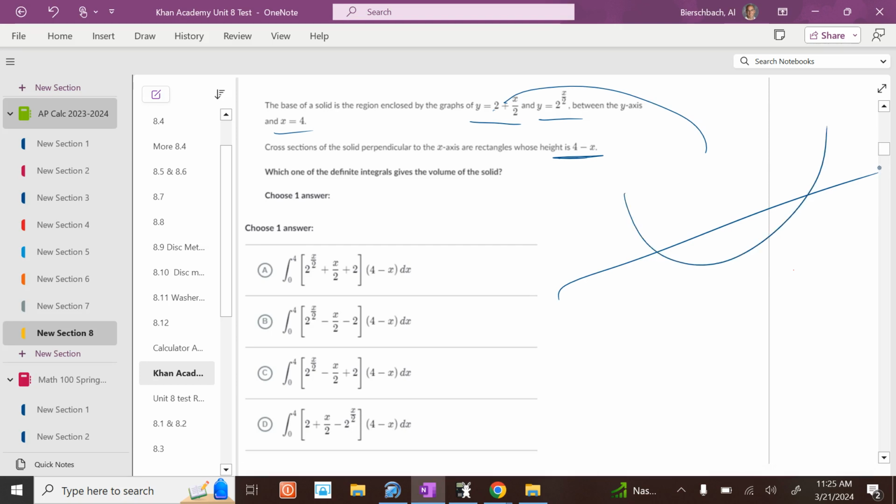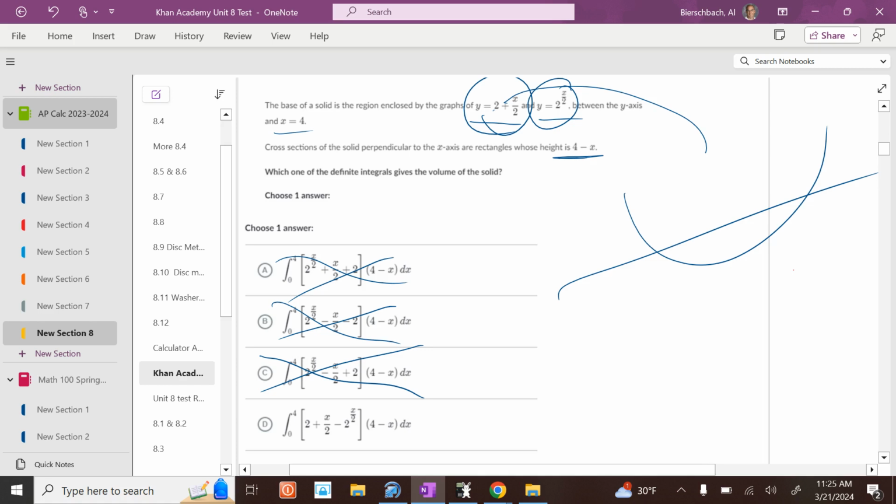So we want solids for this. Okay. So we take the top minus the bottom. So we take this minus this. So we get rid of this answer, and this answer. Wow. Because the top minus the bottom. So it's just answer D. Okay.